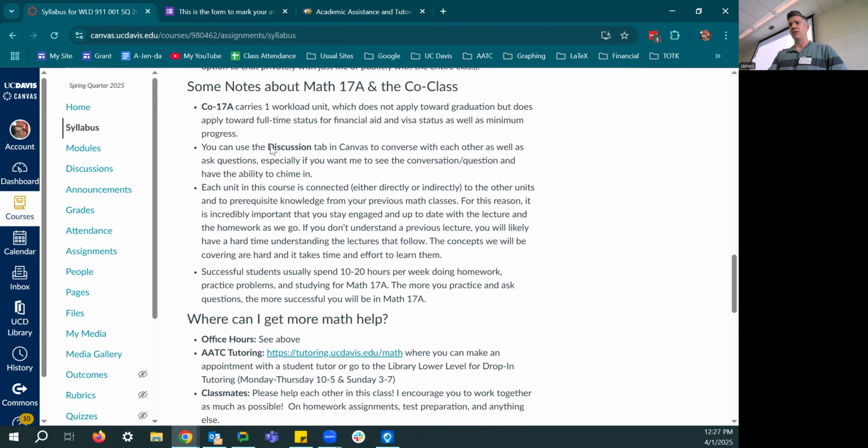As far as the notes about the class, one workload unit, which we already discussed. You can use the discussion tab in Canvas, which no one has ever done when I've taught this class. So I keep trying to make it work. No one wants to do it. But it is a place where you could ask questions and anyone in class could respond. And I can respond as well.